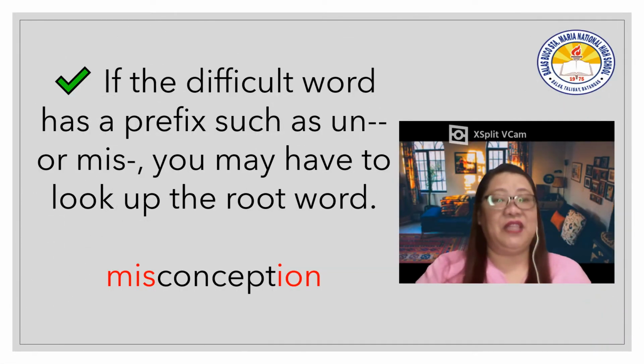If the difficult word has a prefix such as anti or mis, you may have to look up the root word. Same thing goes with the suffix. Let us say, for instance, the example here is misconception. So we have the prefix mis and the suffix ion. So what you're going to do is to look for the meaning of the root word, which is concept.